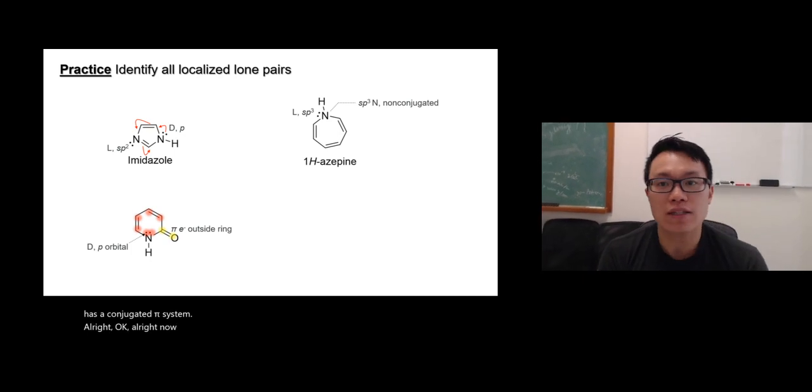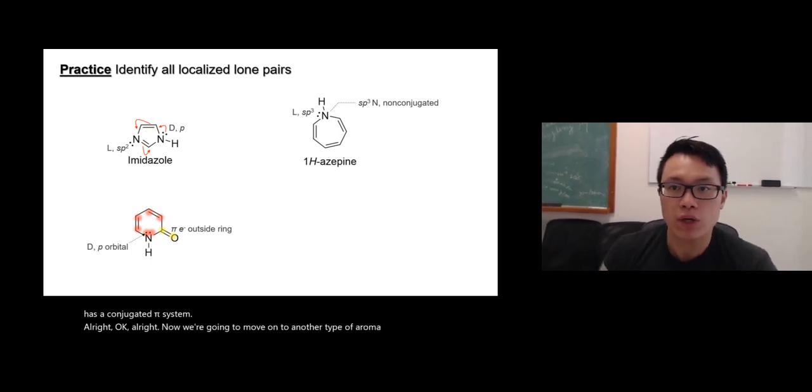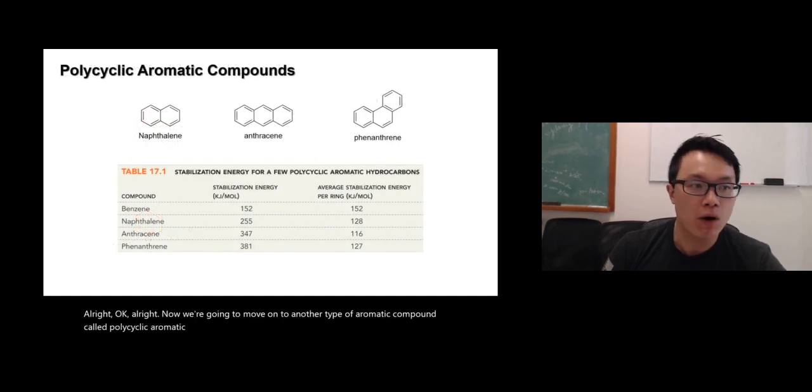Now we're going to move on to another type of aromatic compound called polycyclic aromatic compounds. So we have multiple rings.